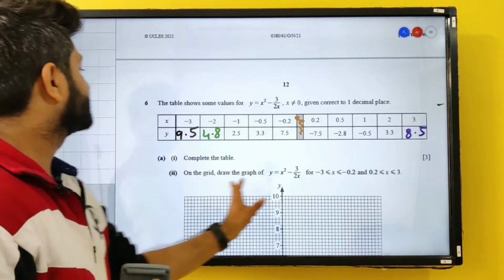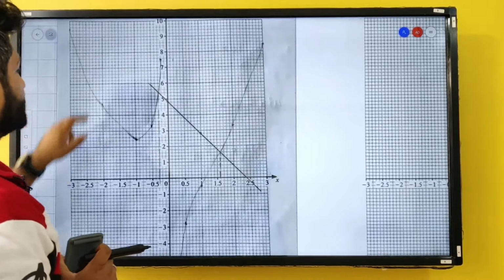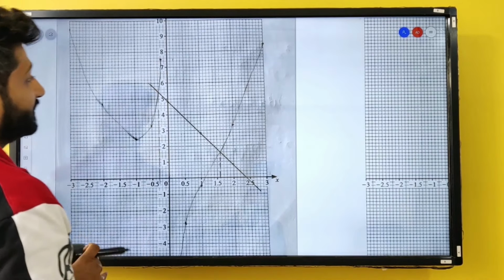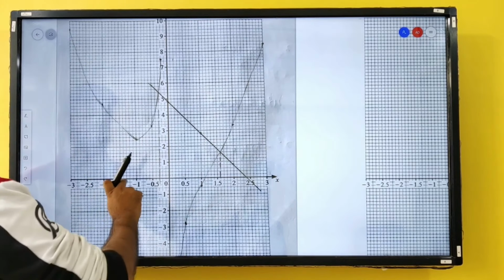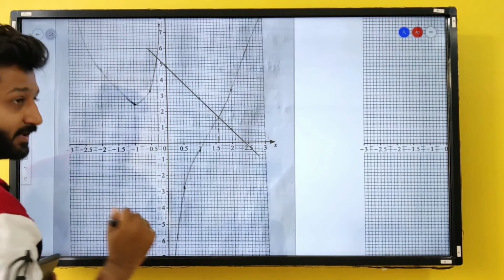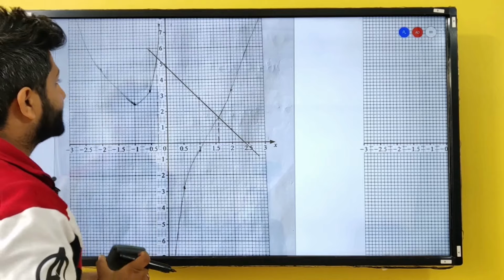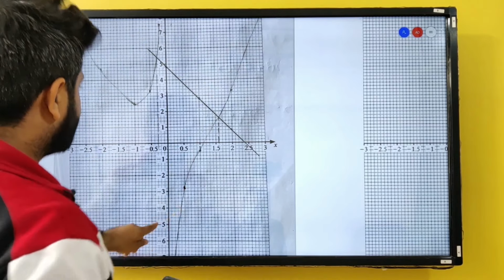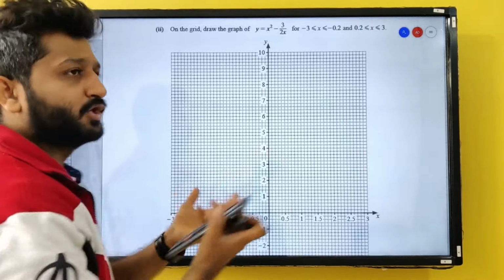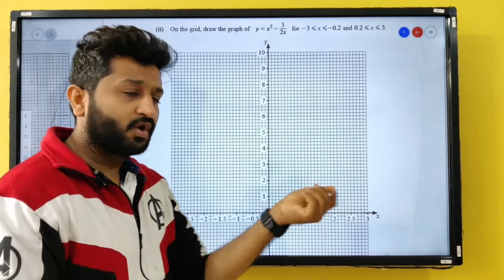So see, I have drawn both the graphs. I think the graph looks something like this. This is your first graph and this is your second graph. Sometimes students join these 2 points, but you are not supposed to join the points, guys. So this is my first graph, this is my second graph. You can easily plot your values and with your free hand you can draw the curve.